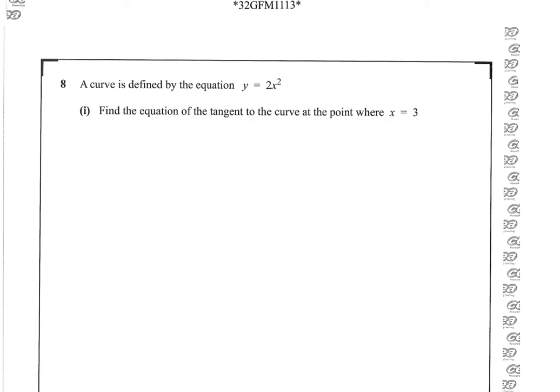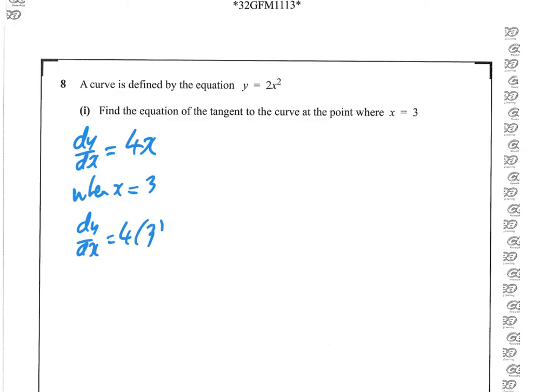Okay, question 8. We're getting on to the trickier questions, our calculus questions: differentiation, integration, and so on. This says a curve is defined by the equation y is equal to 2x squared. Find the equation of the tangent to the curve at the point where x equals 3. Here tangent is mentioned, so you're thinking dy by dx. Differentiate, you'll get 4x. When x equals 3, dy by dx is equal to 4 times 3, which is 12.